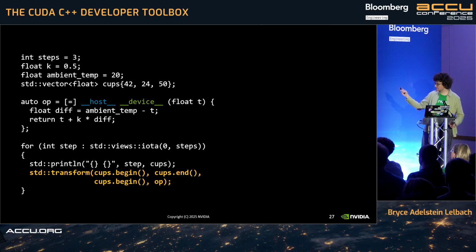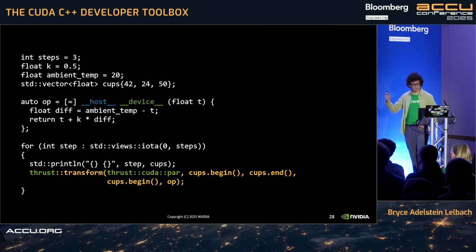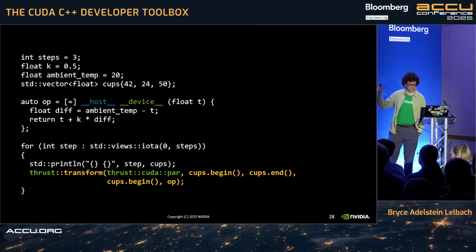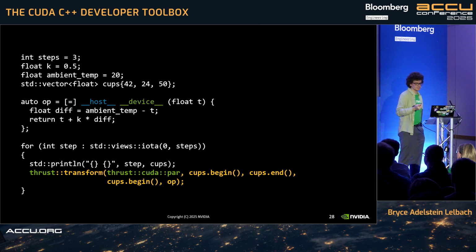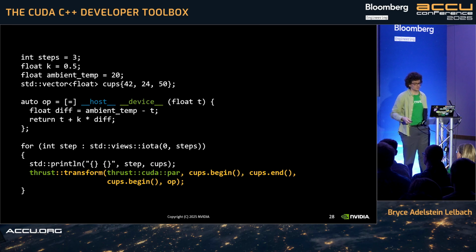So going back to our example, the work that we want to launch on the device is our std::transform. We can launch this on the device using thrust::transform. It does the same thing as std::transform, but in parallel and on the device. It takes one additional parameter, which is an execution policy, and that describes the user's requirement for how the algorithm can be parallelized. In this case, we're saying launch this algorithm in parallel on a CUDA device.